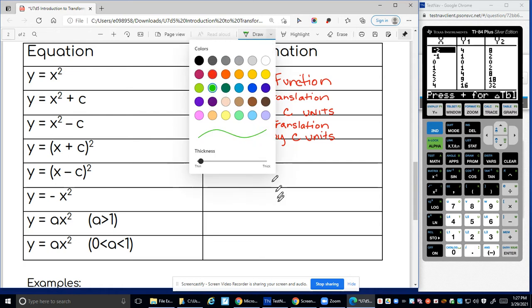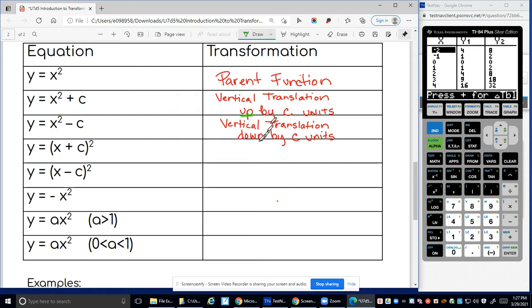go here. Sorry, I know you were writing. Up, down, right? Minus and plus. Super important there. Let me just highlight that. Whoop, whoop. That's the difference.